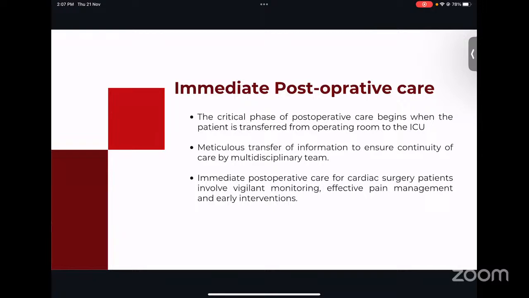Immediate post-operative care is a critical phase for the post-operative patient. It begins when the patient is transferred from the operating room to the ICU. Meticulous transfer of information by the anesthesiologist, surgeon, and ICU staff ensures the quality of care and that patient monitoring is transferred. Check that the hemodynamic and ventilatory parameters are acceptable, ensure that the mediastinal drains are well placed, and then outline the preoperative and operative status of the patient, and the plan of the admitting team.